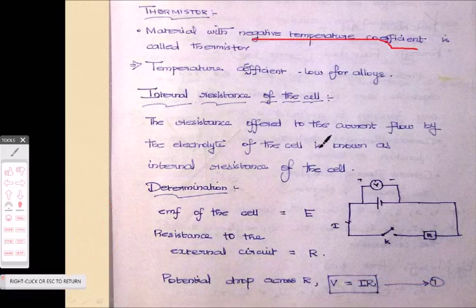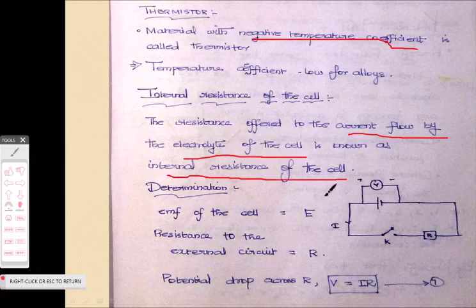They are non-metals and some alloys. Internal resistance of the cell. Every cell has a resistance. That is called the internal resistance of the cell. The resistance offered to the current flow by the electrolyte of the cell is called the internal resistance of the cell.